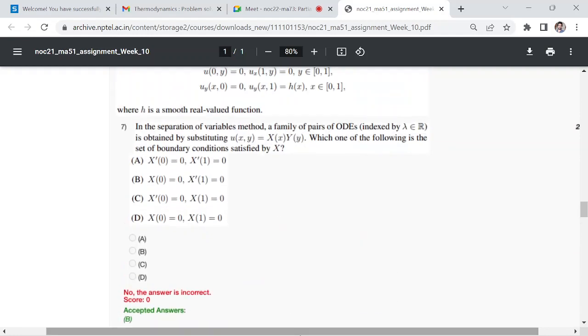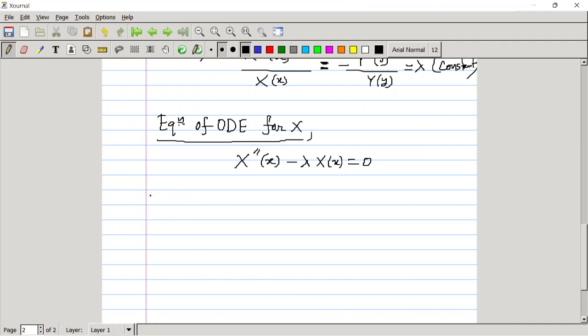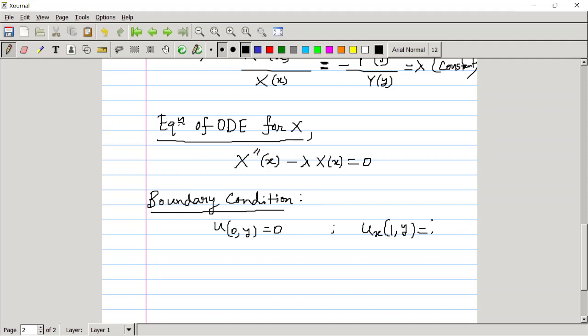So what is u? The boundary conditions are u(0, y) is 0, right? And another is u_x(1, y) is 0 for all y in the closed interval [0, 1]. Now I choose u(x, y) equal to capital X(x) times capital Y(y). That means u(0, y) is X(0) times Y(y), right?